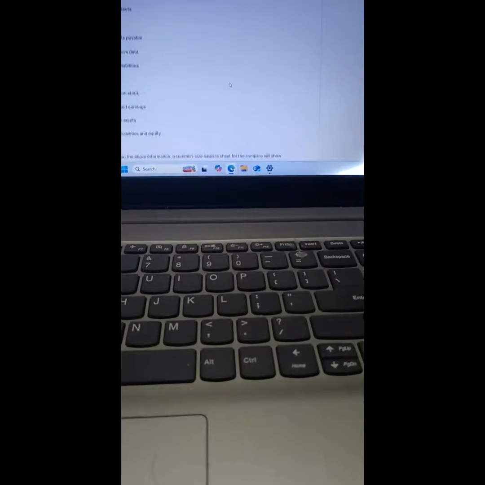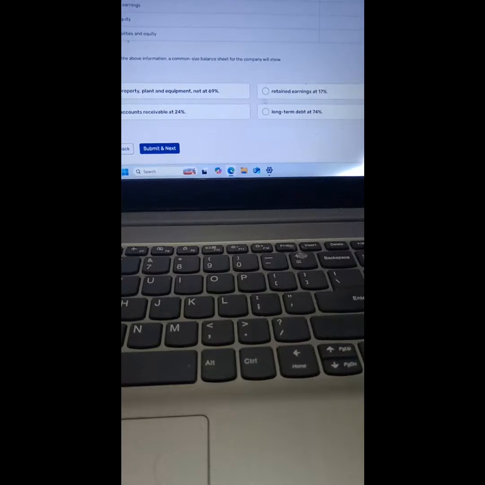Now this is also a lengthy question. The balance sheet is given, the first year balance sheet, and what is the question saying? Based on the above information, the common size balance sheet of the company shows property, plant, equipment. What is the percentage of property, plant, equipment?